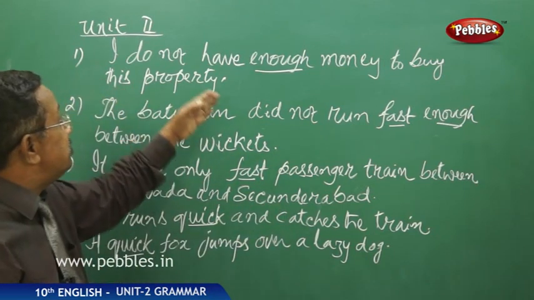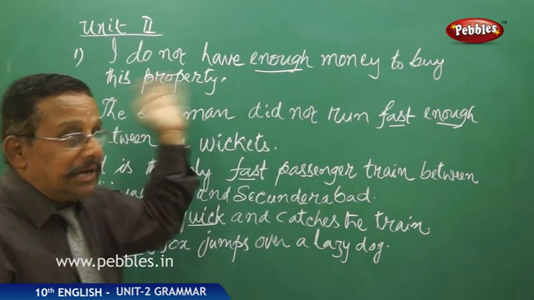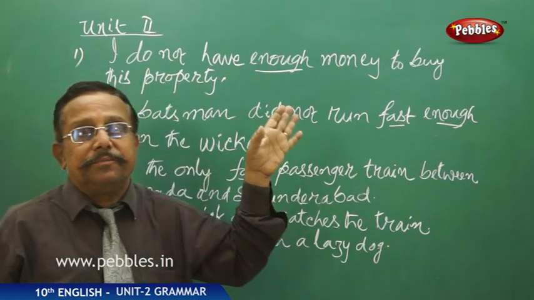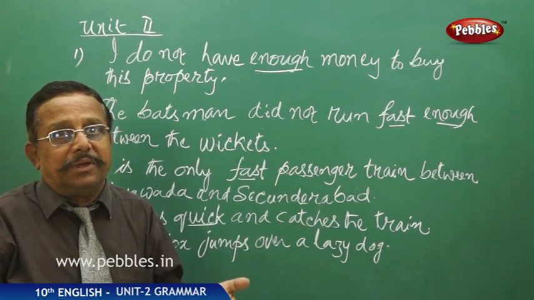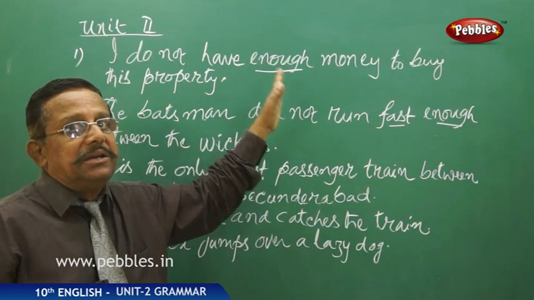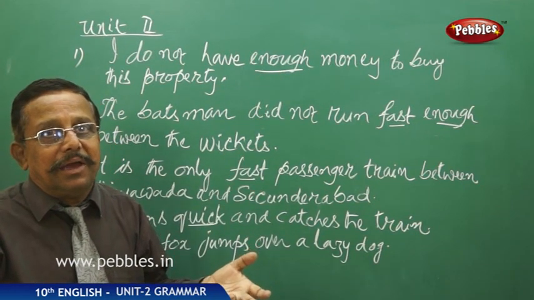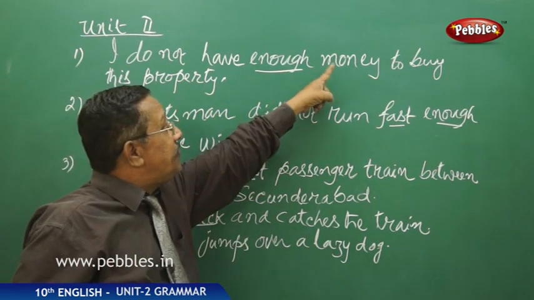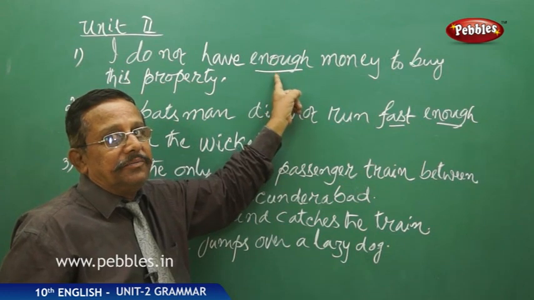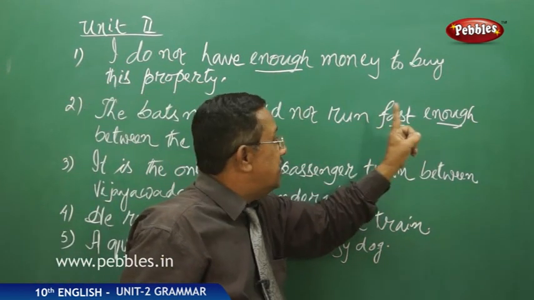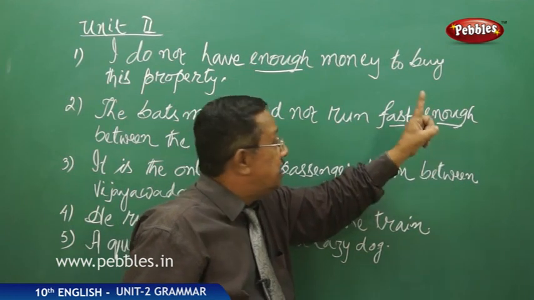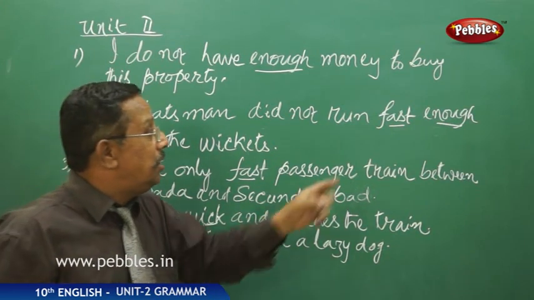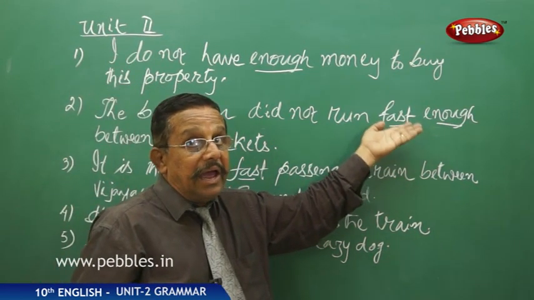Right? So likewise here, enough money I am talking about. Let us read the sentence. I do not have enough money to buy this property. Enough money. Money is a noun. In front of that, enough comes as an adjective. I did not have enough money to buy this property. Enough is qualifying this noun. It is an adjective. Here, fast enough is an adverb, and again it is an adverb because it is talking about this, not about this. So here enough is in the form of an adverb.